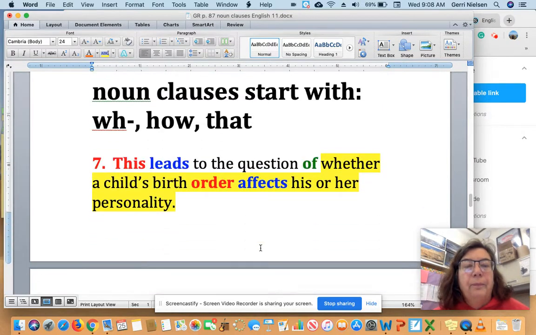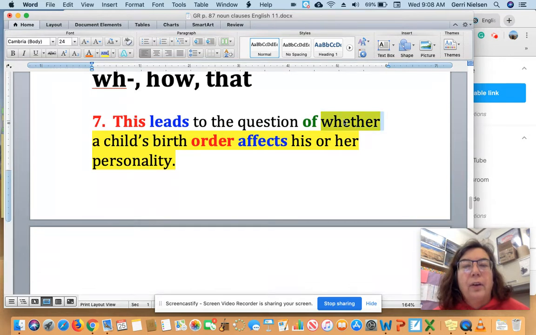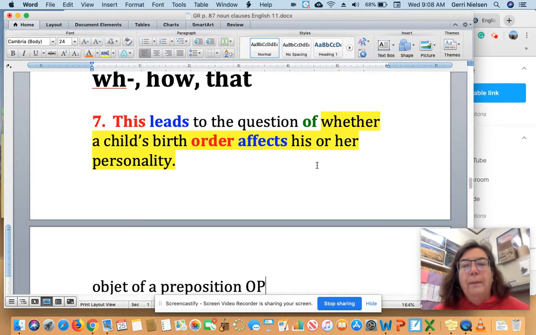Number 7, we've got whether, which starts a dependent clause. We know it's a clause because it has a subject, order, and a verb, effects. And then you have your independent clause part over here. This leads to the question of. That's the independent clause part. Because we have this little of right here, it's not a verb, and it's not any other kind of word. It's of, and it's a preposition. Our dependent clause is an object of a preposition. So that's an object of a preposition or an OP.